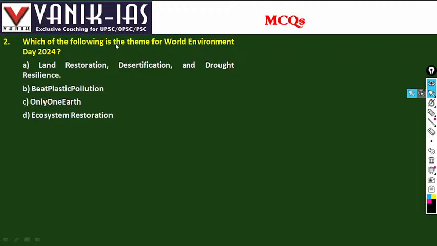Which of the following is the theme of World Environment Day 2024? So this year, we have given the option: land restoration, desertification, and drought resilience.